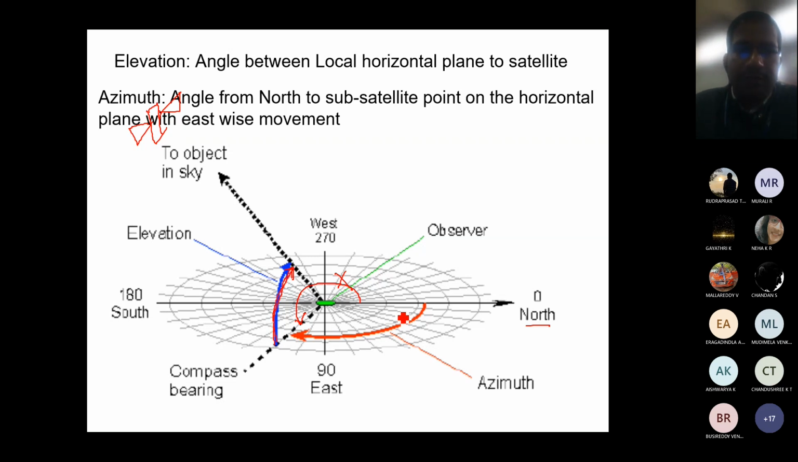Yeah, this is what I have mentioned here. Azimuthal angle is the angle from north to the sub-satellite point. Okay, so this point is the sub-satellite point on the horizontal plane with eastward movement.